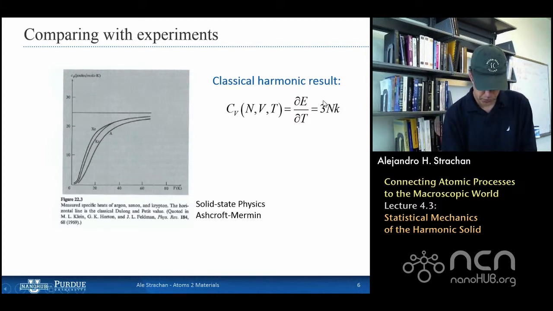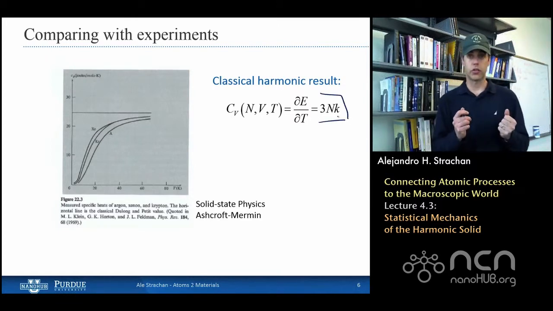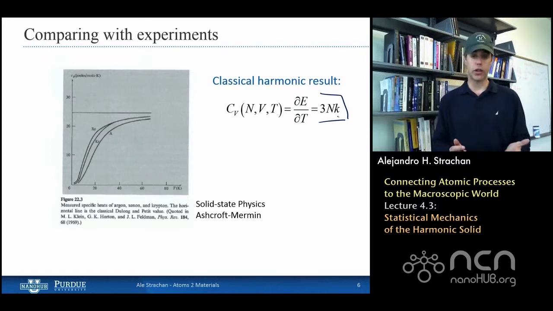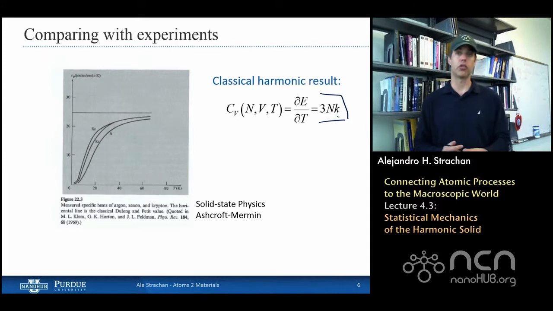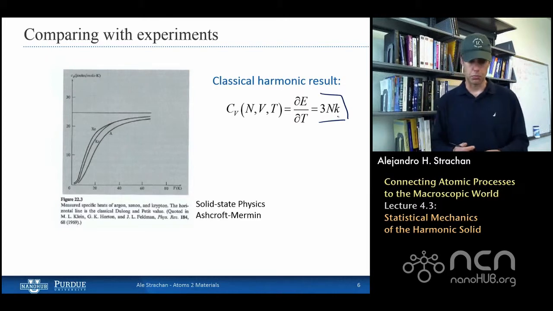So we have 3 times the Boltzmann constant per atom. And if we go look at the experiments, what we find is what you see in this plot on the left. That was taken from the Ashcroft-Mermin book.